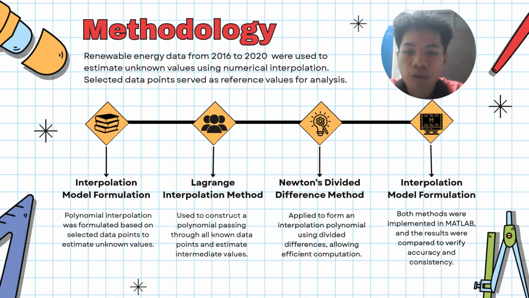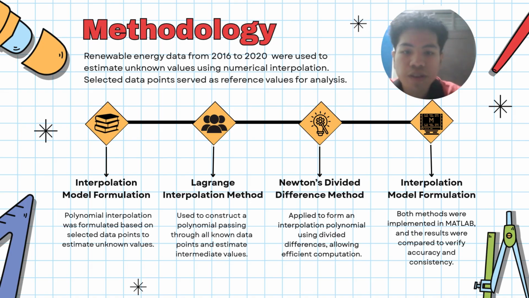For the Lagrange interpolation method, the steps involved are: identify the known data points from the dataset, construct the Lagrange basis polynomial for each data point, combine all basis polynomials to form the final interpolation polynomial, and the last one is to substitute the required value into the polynomial to estimate the unknown energy generation value.